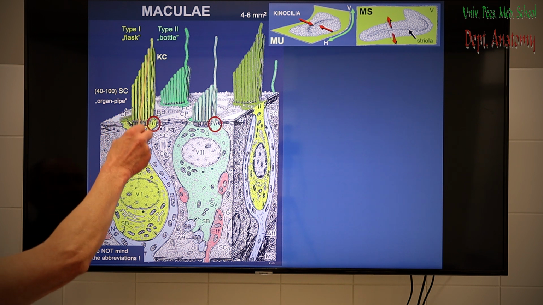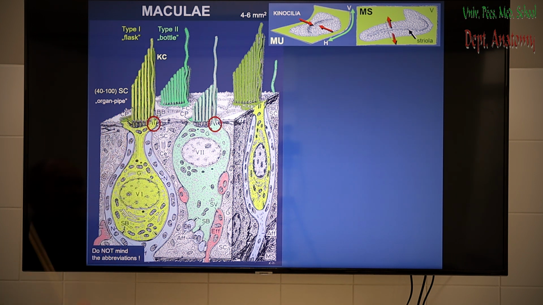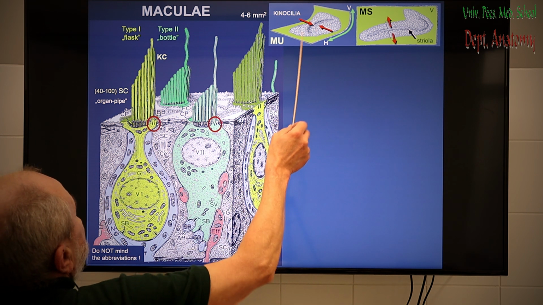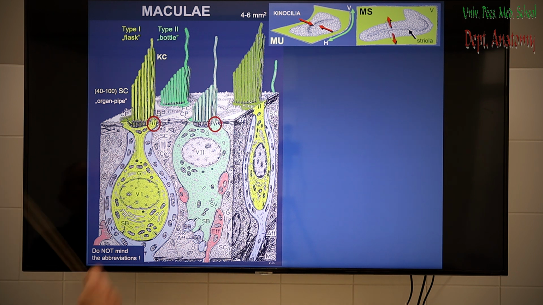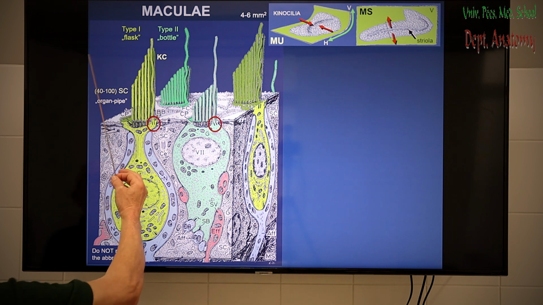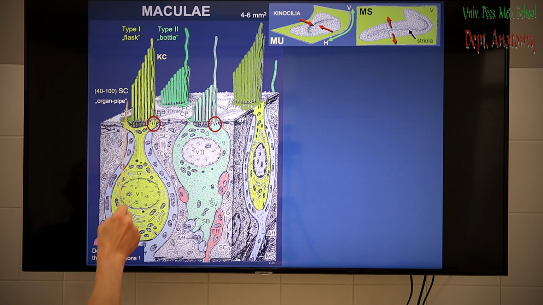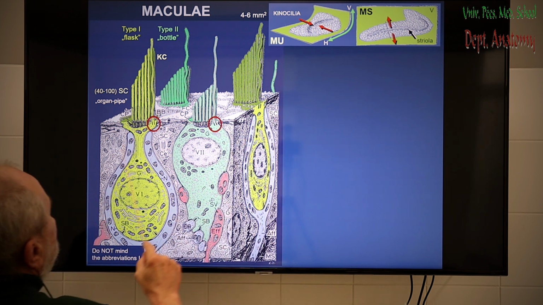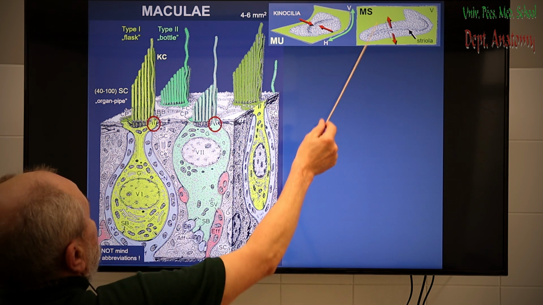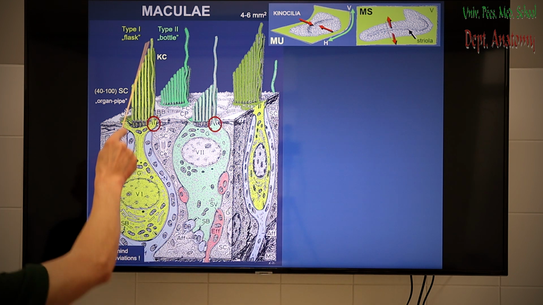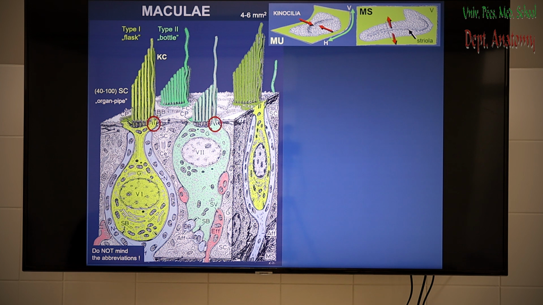The orientation of the processes I told you about is strictly determined, and these are related to the central part of the receptor organ, to the striola. In the case of the macula of the utricle, the kinocilia are always on the side of the cell which is closer to the striola on both sides. The opposite applies to the macula of the saccule. The kinocilia are away from the striola.